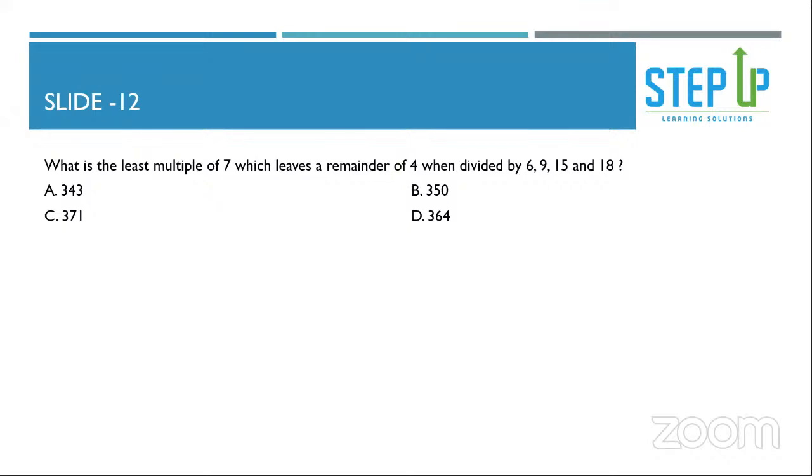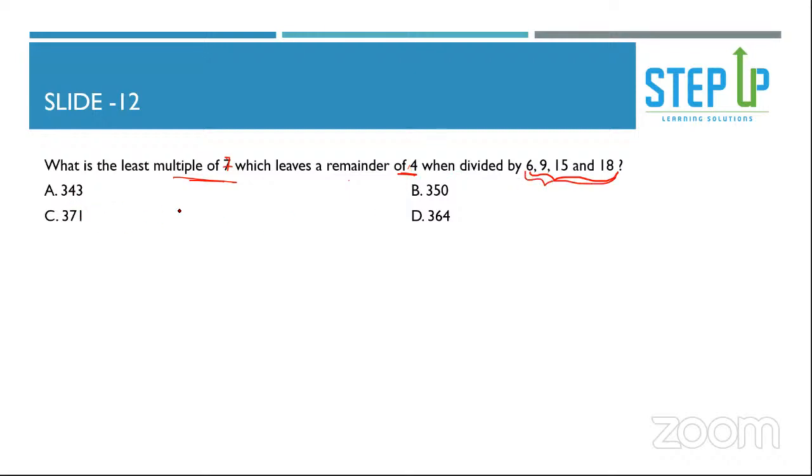Okay, what is the least multiple of 7, which leaves a remainder of 4 when divided by 6, 9, 15, and 18? It should be a multiple of 7, and should give you a remainder of 4 when divided by 6, 9, 15, and 18. So first of all, it has to be the least multiple of 7. How many options are divisible by 7? It leaves a remainder of 4 when divided by all these numbers.